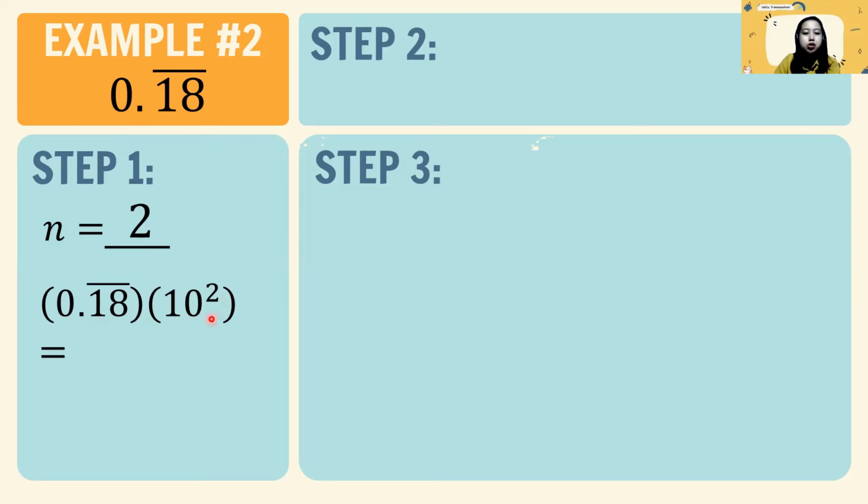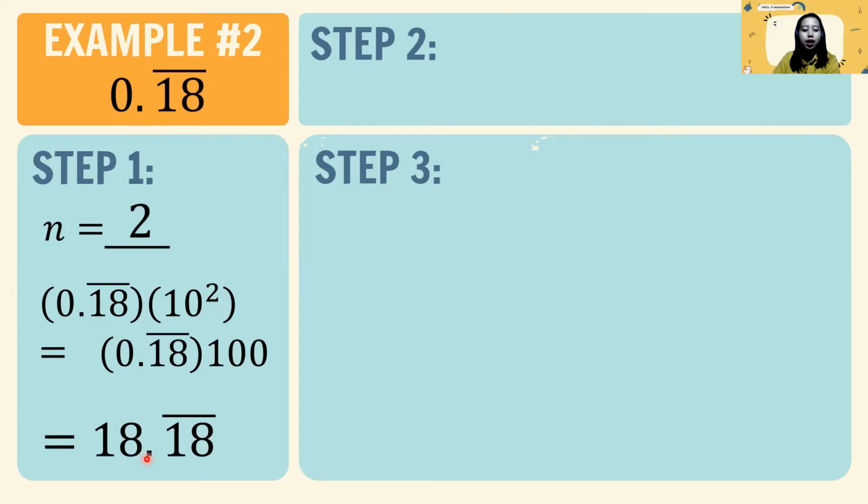So 10 raised to 2 is 100. So we will have 0.18 times 100. And now what will you get if you multiply this? Okay, so you will have 18.18. So maybe you are wondering why we get 18.18.